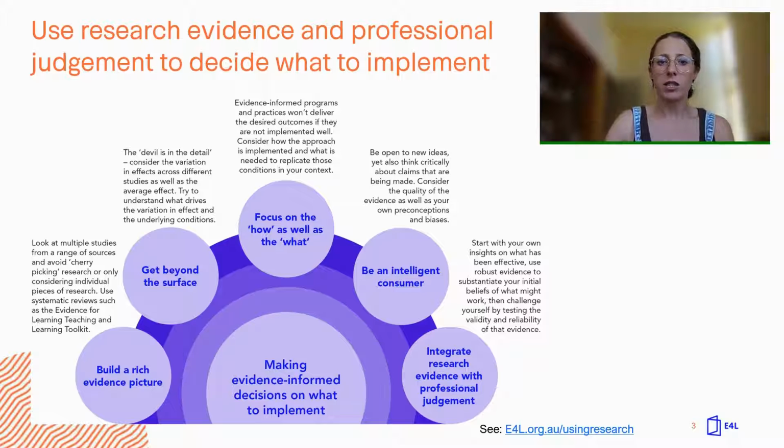So building a rich evidence picture to avoid cherry picking, which often happens in schools. Going beyond the surface of evidence to understand the nuances of particular approaches. What does that mean for a school that's got a high proportion of students who come from disadvantaged backgrounds, for example? It asks us to focus on the how of implementation alongside the what it is we're doing, and being an intelligent consumer and really encouraging others to be an intelligent consumer as well by asking really thoughtful but safe questions. Finally, using your professional judgment alongside any and all evidence that you have access to.